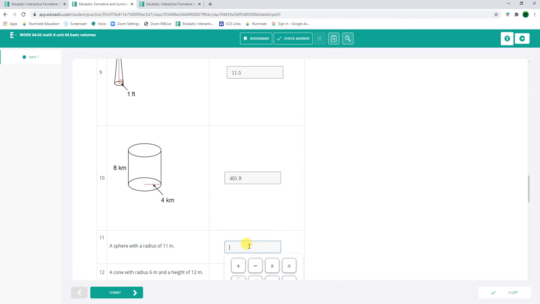A sphere with a radius of 11. Okay, so 3.14, 11, 11, 11 divided by 3. $5572.5.